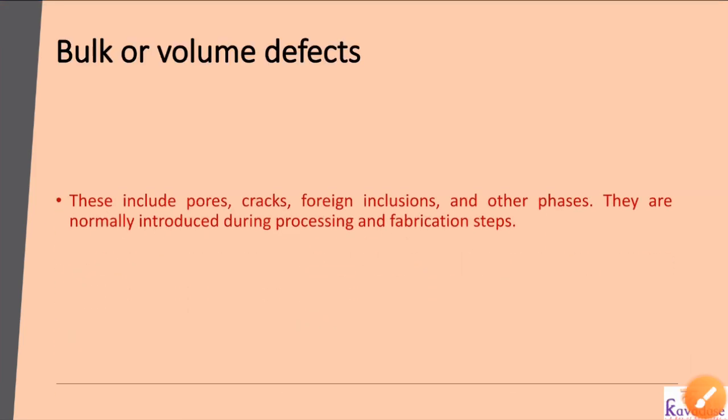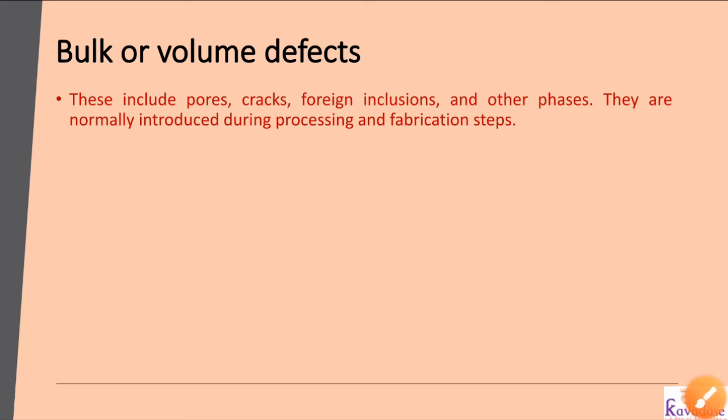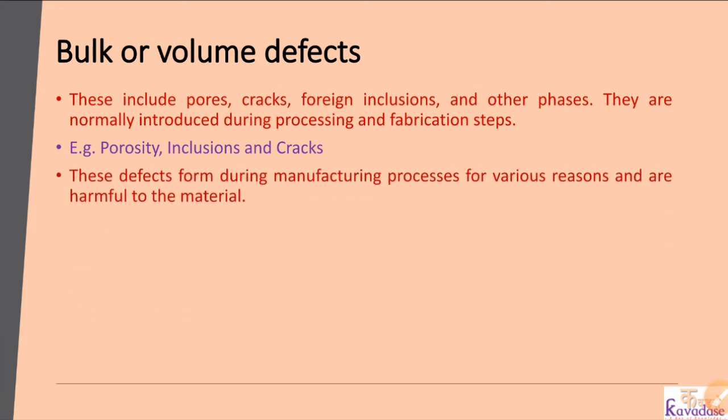Then bulk or volume type of defect. These include pores, cracks, foreign inclusions, and other types of phases. They are normally introduced during processing and fabrication steps. Porosity, inclusion, and cracks. The defect which has surface area plus some depth is known as bulk or volume type of defect. These defects form during the manufacturing process for various reasons and are harmful to the material.